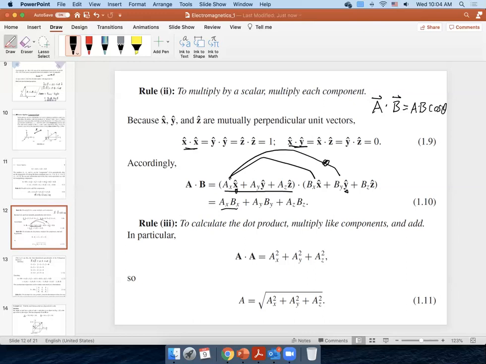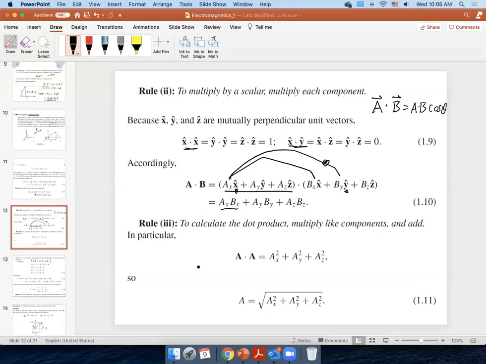So if you do it one by one, you have totally 9 terms and 6 of them are 0. Only 3 terms are non-zero, which is shown here: AXBX plus AYBY plus AZBZ. So that's the rule of A dot B. Rule number 3: to calculate the dot product, multiply like components and then add them together.